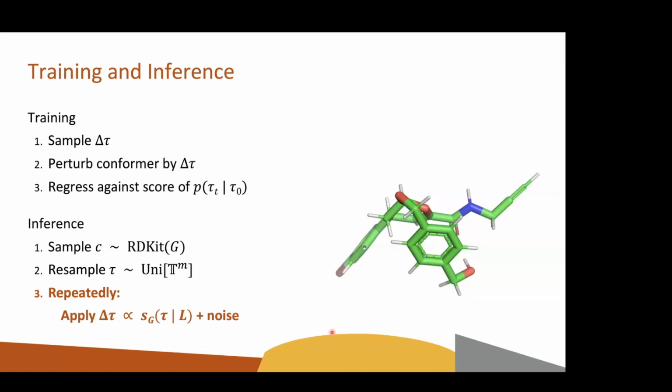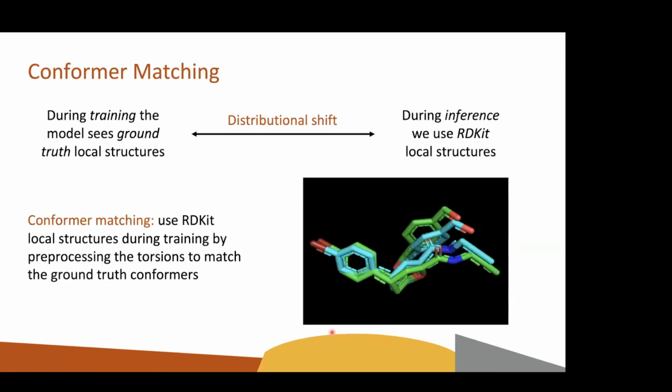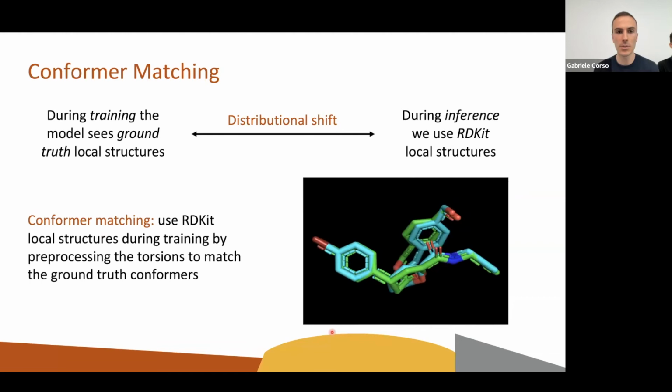Thank you. Perfect. And so as Bowen mentioned before, we have this distributional shift problem caused by the fact that during training, our model sees ground truth local structures. By inference time, we use RDKit local structures. Now, we've said that these two are pretty similar, but actually they have some small differences, and these differences cause the model, if trained on ground truth local structure, to not perform very well when it's fed RDKit local structures.